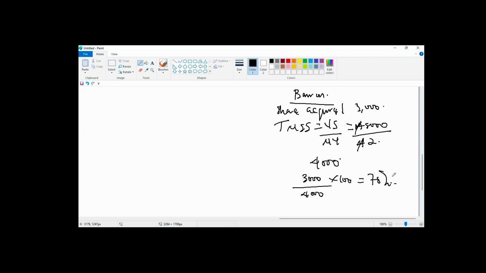It means group structure can be derived in two ways. One is the question gives me the percentage, 75%, or it gives me the number of shares acquired by the parent to get the percentage. That's all.